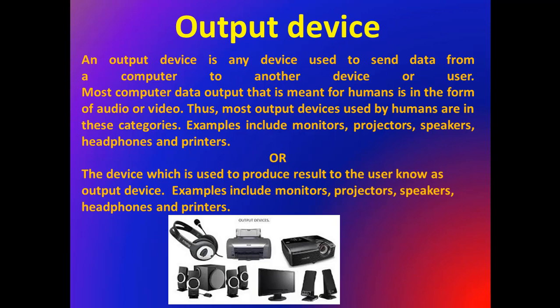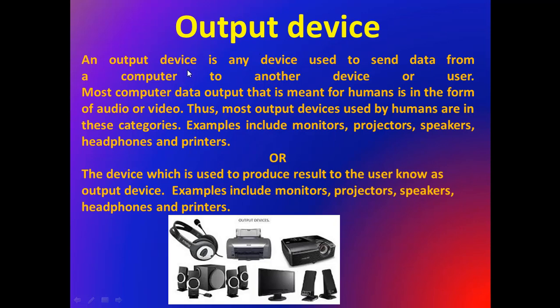Output device. First we have to give instructions to the computer using an input device. After giving input, your computer processes that input. After completing the processing, the computer produces output. And your output is shown on an output device.